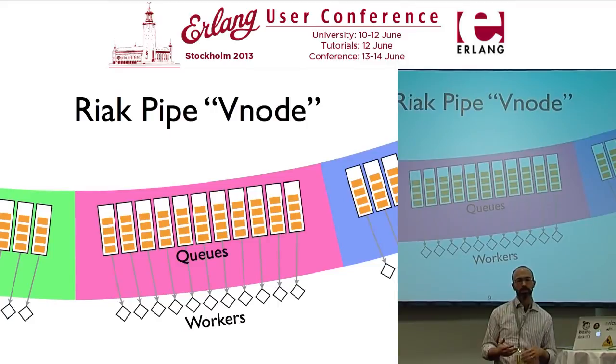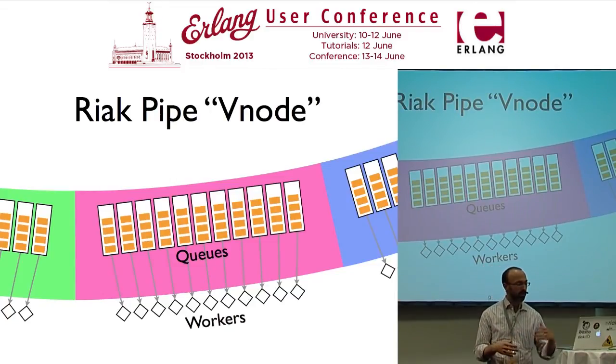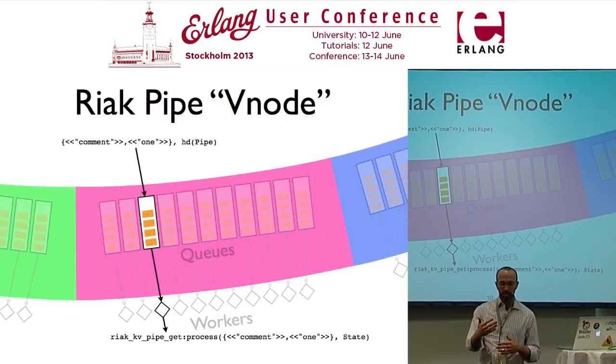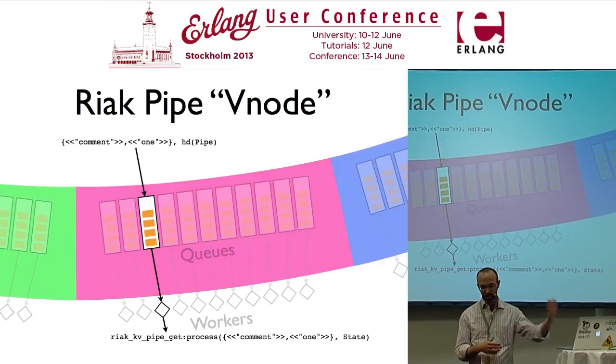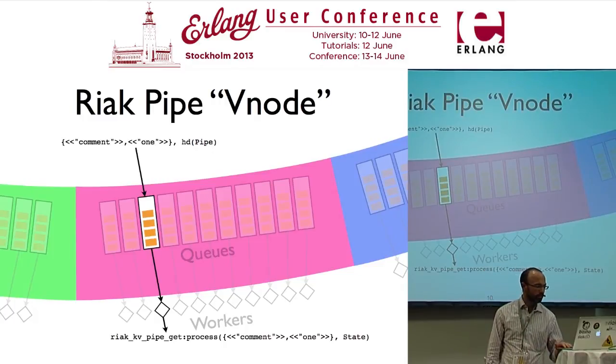The vnode is responsible for managing the queues that that stage is receiving inputs into. It's also responsible for starting the workers to consume those queues. So when we send our input to the partition, we tag the input with what stage it's for. It looks up the queue for that stage, puts the input into the queue, and starts a worker if there's no worker ready for that queue. And the worker eventually consumes things from the queue, and we'll go into how that works in a little bit.